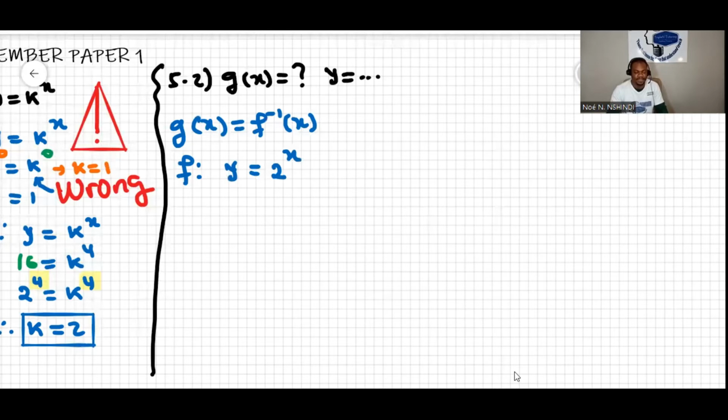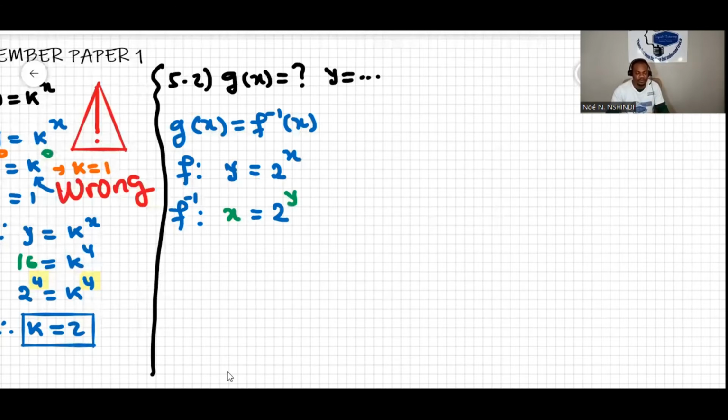Okay. Now, to find the inverse, f inverse, we switch the variables. We call y x, and we call x y. So this is x equal to 2 to the power of y. Now we're going to make y the subject of the formula.